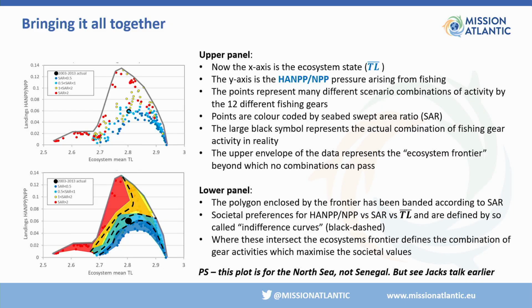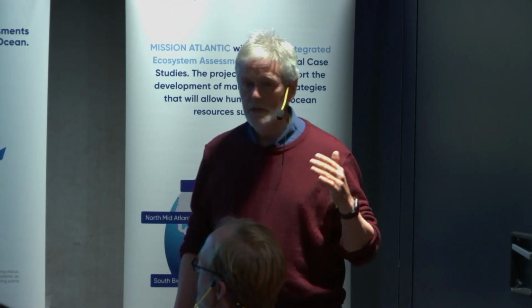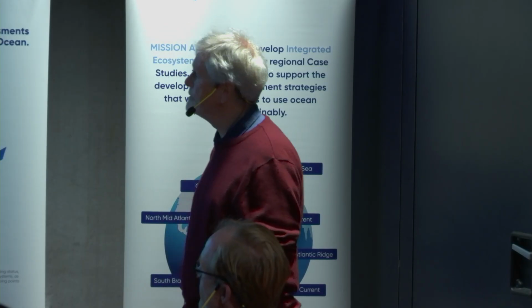The upper envelope represents the ecosystem frontier beyond which no combinations can pass. But we're not exploiting the system to its maximum Han PP. That's the important thing, and why would that be? Because we've got preferences for other dimensions of the ecosystem which are not just about generating yield from it.